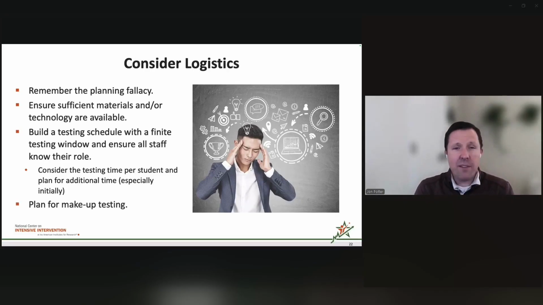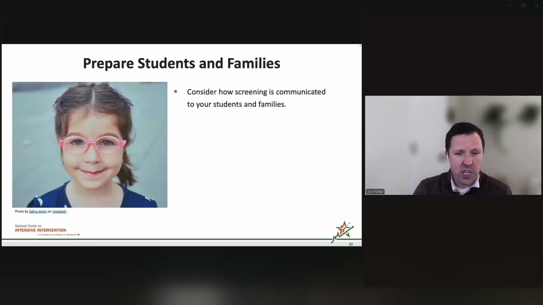And then plan for makeup testing, right? You're going to have kids that don't show up that day. You're going to have kids that, for whatever reason, maybe they just couldn't pay attention that day. I've had testing environments where our school-wide assessment team is testing and the fire alarm goes off right in the middle. You can't just save that test or that score. You're just going to have to do a different one. Have a plan for how you're going to make up testing, be it a different day, different location, whatever it is. All right. So those are logistics.